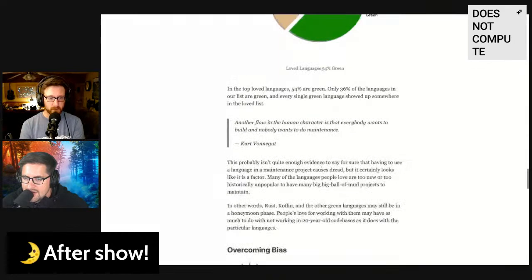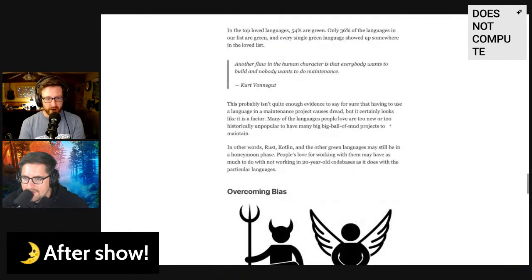But anyway, that's the point of this article. A lot of these things might be hated because people working with them over the past year are working with legacy stuff.